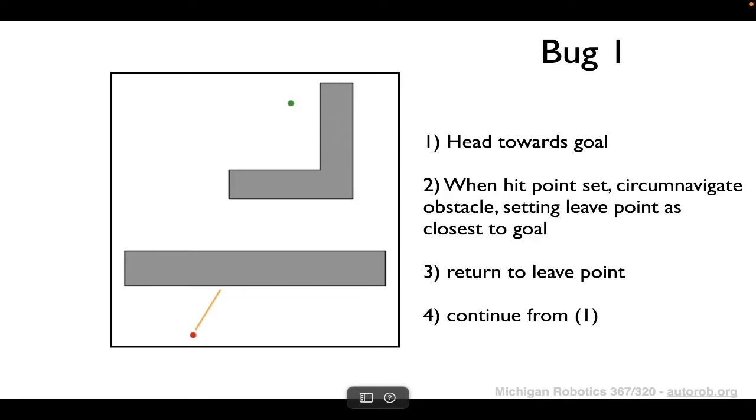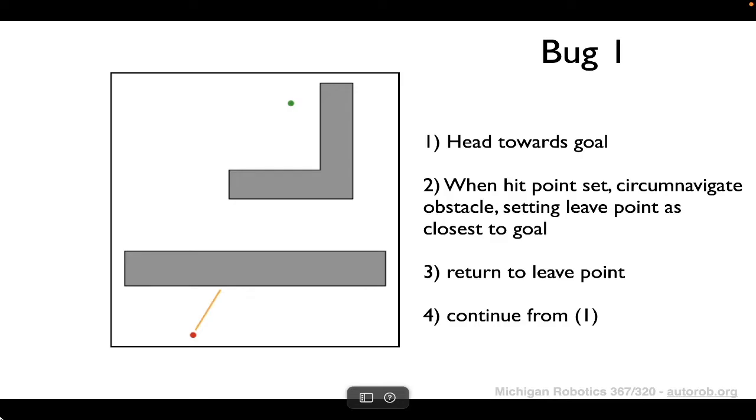You'll begin circumnavigating the obstacle, where you'll set leave points. For basically each point along the wall that you visit, you'll check if it's the closest point to the goal that you've seen so far, and you'll update your leave point based on the closest point seen so far. Then once you've circumnavigated the overall obstacle, so once you recognize that you've reached back to your hit point, you'll go and re-navigate towards the leave point that you set, which you'll know will be the closest point to the goal. And then you will go back to step 1. So at that point, you'll leave the leave point and head towards the goal and continue this process.